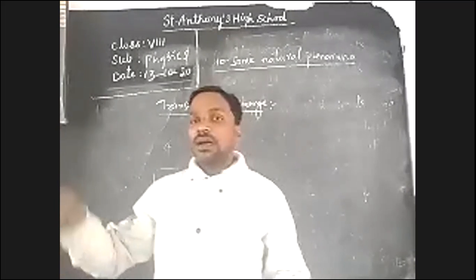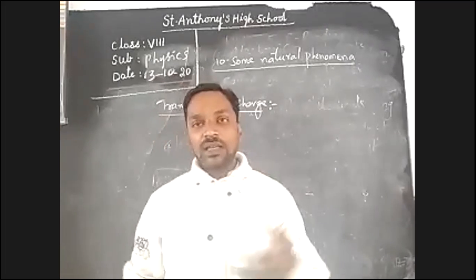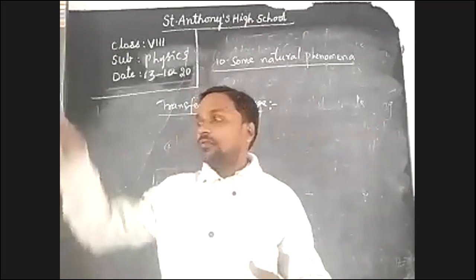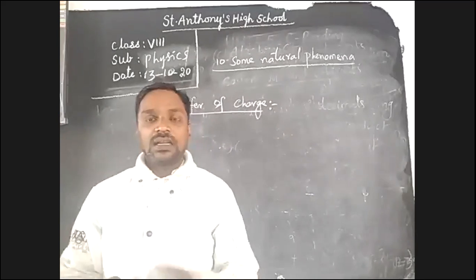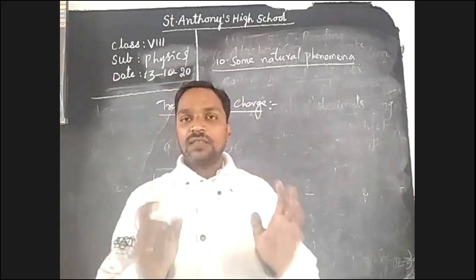The ground means what? Earth. Earth is a good acceptor of electricity. That's why when the discharge happens, they come and fall on the earth. Earth is a good acceptor of charges or electricity. It will take it inside and nothing will happen.